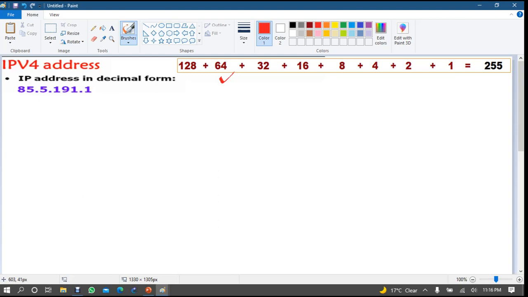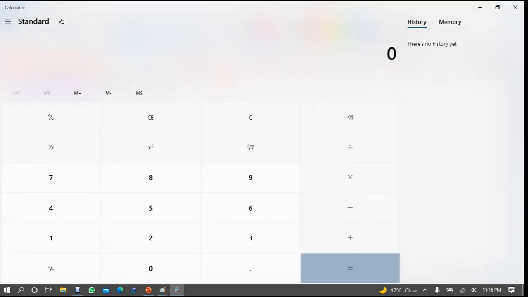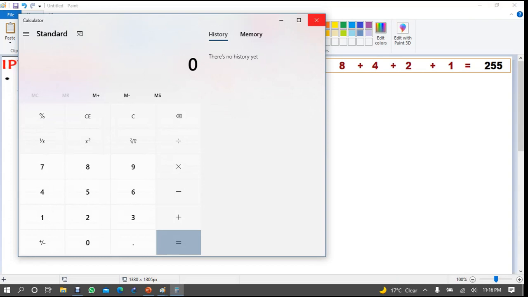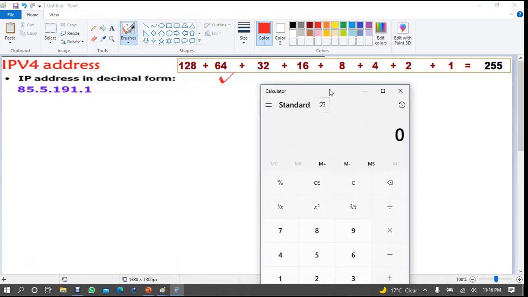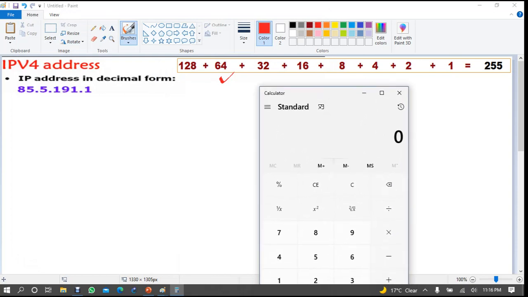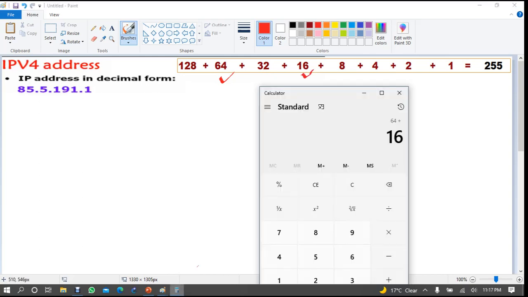Let me open the calculator here, so in that calculator you can understand a little bit. If I need 85, 64 plus, let me add 32. That is moving more than 85, so I don't need 32. So 64 plus 16. You need 64, you need 16.